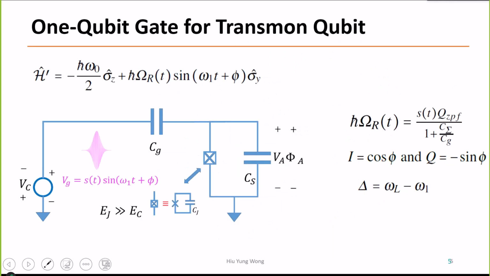So let me fast forward. This is the pulse we are talking about. This pulse will then interact with the qubit and cause it to go through this Hamiltonian, and then you have the rapid oscillation, and the qubit state will change.